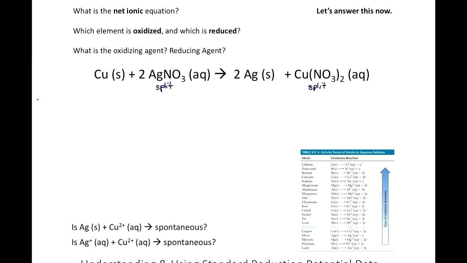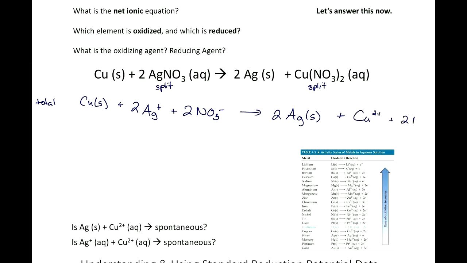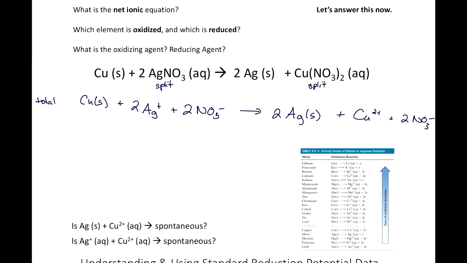So when we write this out, this is going to be the total ionic equation. I'm just going to split the things that I indicated. So we have 2 silver plus and 2 nitrates. I'm going to just drop the aqueous. We still have 2 silver solids on the product side. We have a copper 2+, and then we have 2 nitrates. Do we have a spectator ion we can remove? Nitrate, yes, we can remove nitrate. So our net ionic equation is our total ionic equation, but with the spectator removed: copper solid plus 2 silver plus gives us 2 silver solids plus copper 2+.